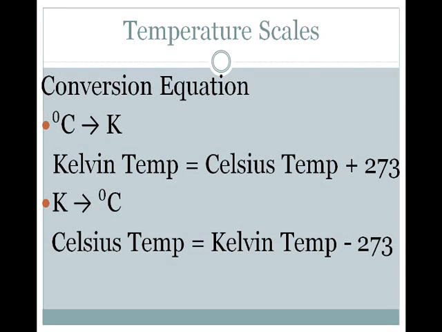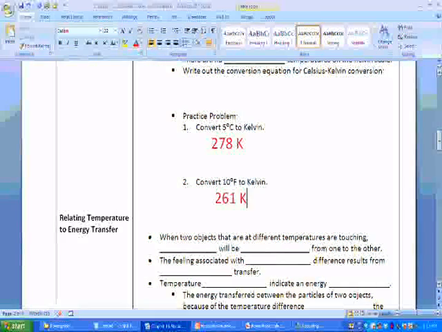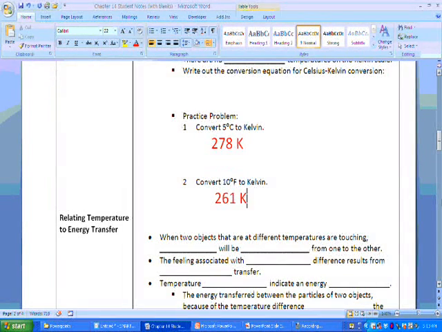Let's go ahead. I want you to do practice problem number 1 and number 2. Pause the video and resume the video once you're ready to check your answers. All right, number 1 is 278 Kelvin, and number 2 was 261 Kelvin. If you have questions about these, make sure you write them down so we can talk about them tomorrow. And like I said, we will be doing a lot of practice with these in class.